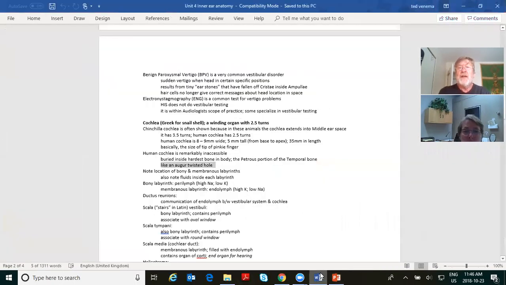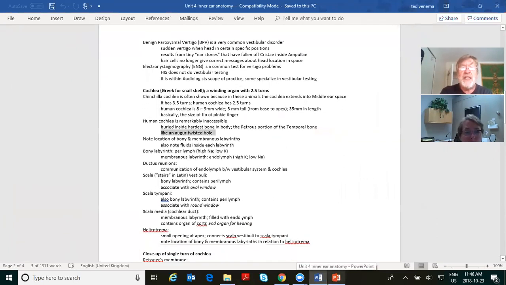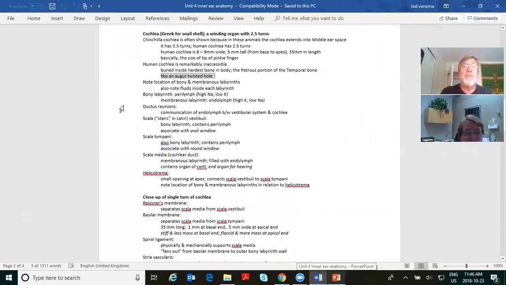And I will now share the notes. So here we are. We're following this tightly, very close together. Bony labyrinth, high in potassium, low in sodium. Membranous labyrinth, endolymph, high in potassium, low in sodium. Ductus reuniens, communication of endolymph between vestibular system and cochlea. Don't worry so much about that one.